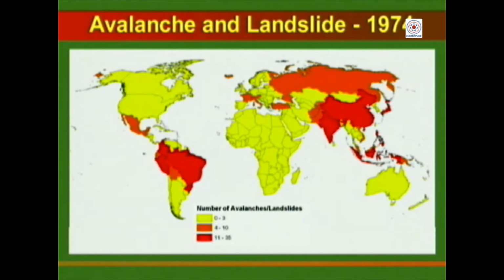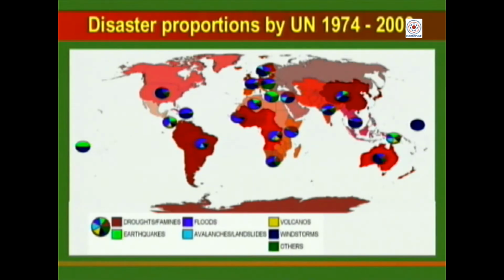But if you come to China, India and certain parts of Africa and America, we find that landslides and avalanches are more and more. In the Russian part, 4 to 10 avalanches were reported in the years 1974 to 2003. If we see disaster type proportion by United Nations sub-regions, you can see India and China, South America, and Africa, and a very clear demarcation has been given of what type of disasters have really affected the continents and sub-regions.